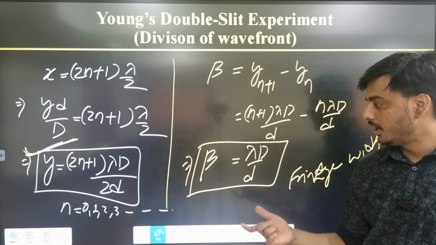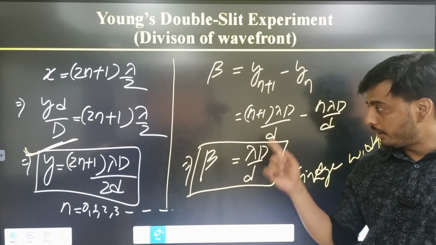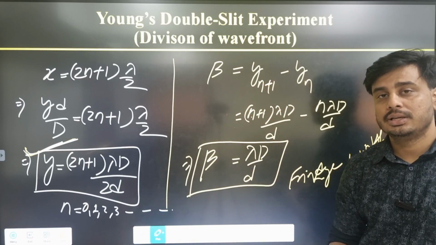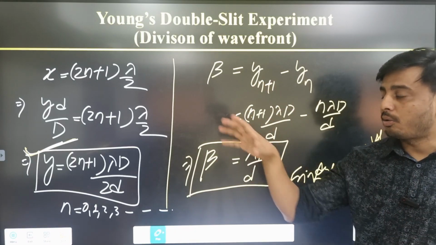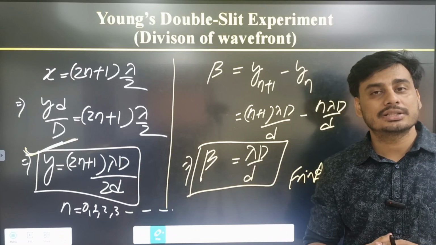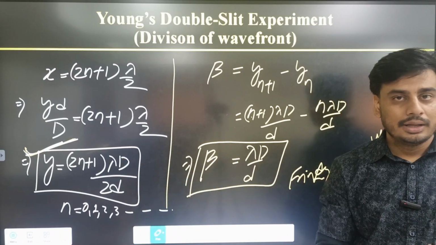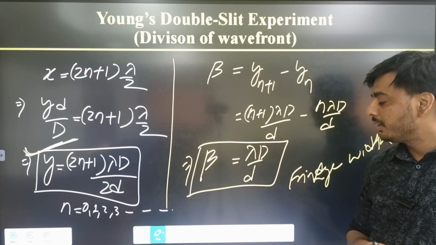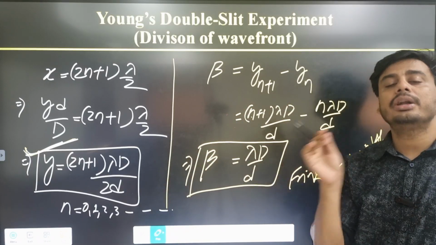Clear? I hope you understand about fringe width. So I used here the expression for bright points or constructive points. Now your work is to calculate the fringe width for dark points, and let me know in the comment section what result you are getting and whether the fringe width is the same as what we calculated for bright points or it is different.